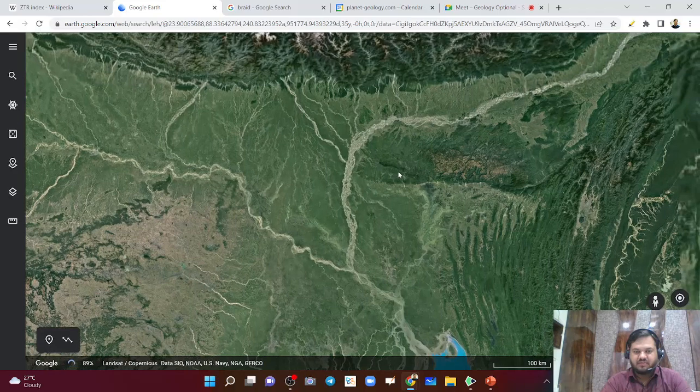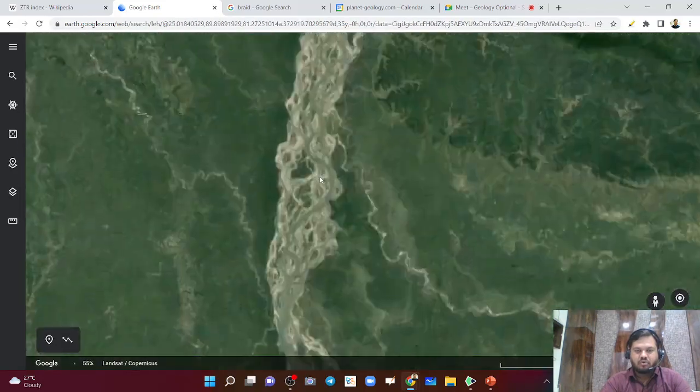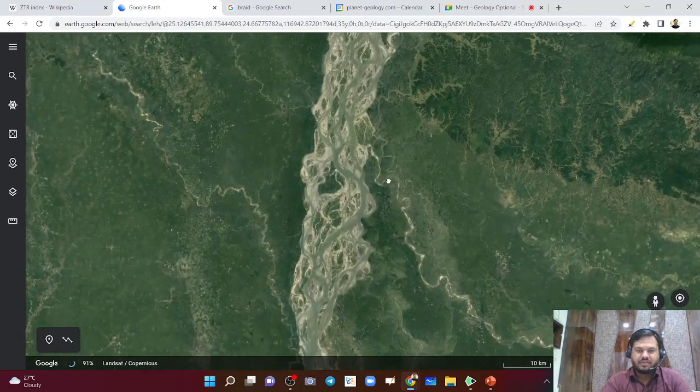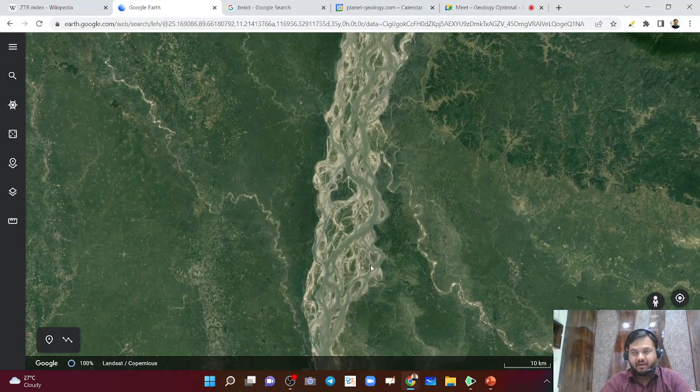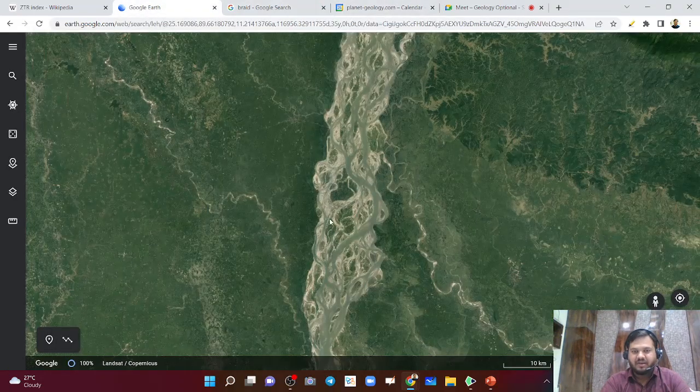So you can see this. If I zoom into this Brahmaputra, how does it look? We call it a braided river. Braided. You understand what a braid is? Braid in Hindi means choti, right? The choti that girls have. This is how it looks. Can you see it? This is also similar to that, right?